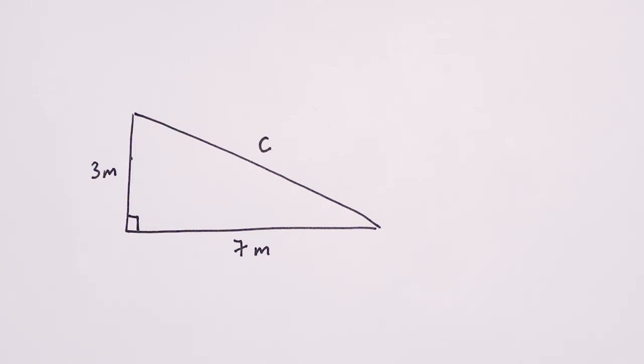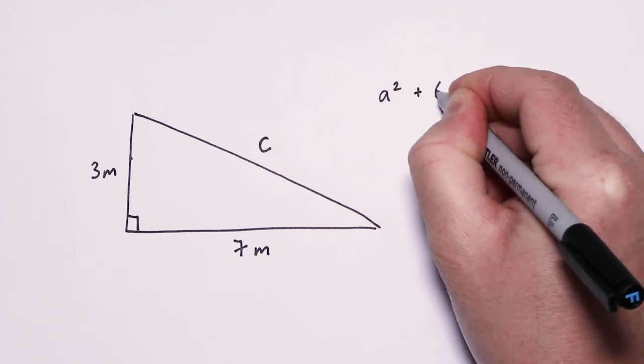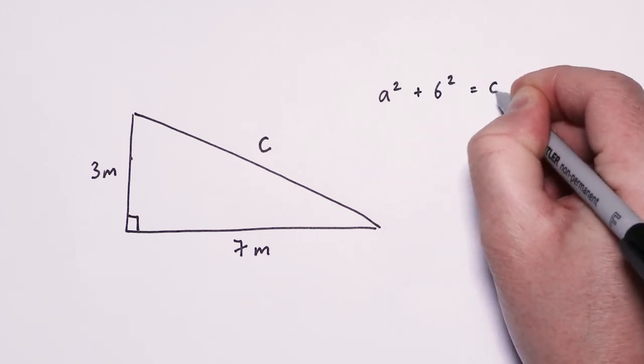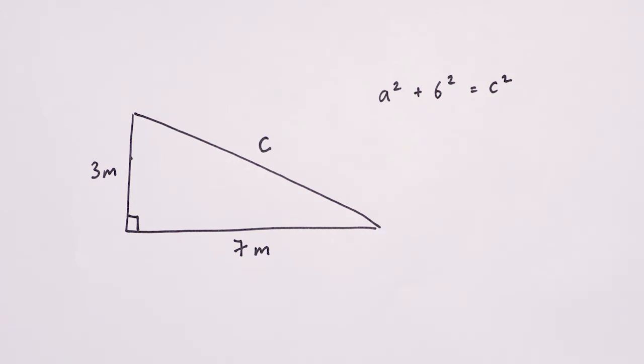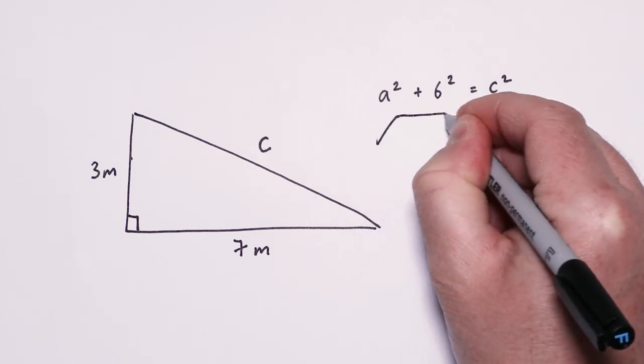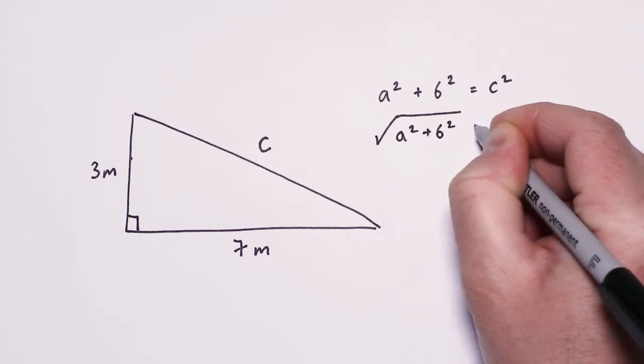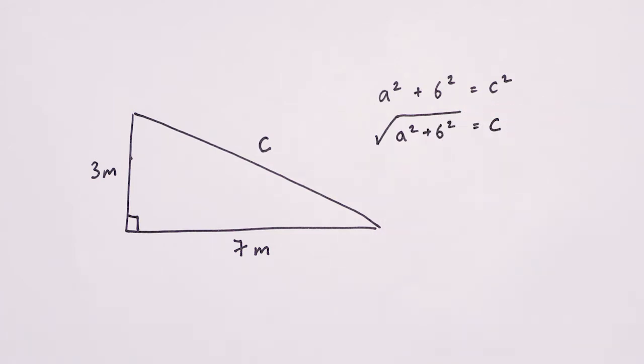Well, let's use the Pythagoras theorem. That is a squared plus b squared equals c squared. Well, we don't need to find c squared, we need to find c on its own. So what we're going to do is rearrange this equation so that the square root of a squared plus b squared equals c. And if you're unsure as to why I've done that, I've made a separate video on how to rearrange equations, which should make things clearer.